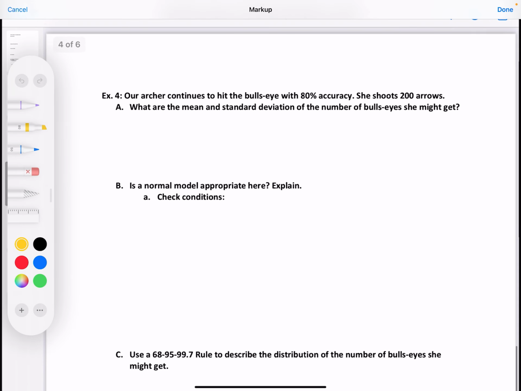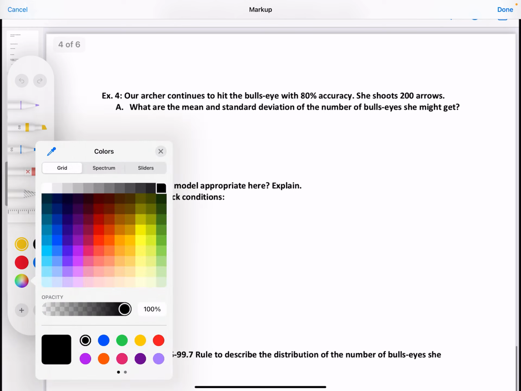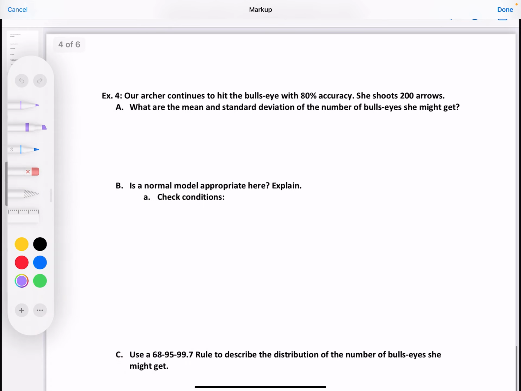All right. Example 4. Our archer continues to hit the bullseye with 80% accuracy. She shoots 200 arrows now instead of 6. What are the mean and standard deviation of the number of bullseyes she might get? Who shoots 200 arrows? We'll probably have to use those new things you just told us, right? I'm gonna be using the mean. Oh dear.